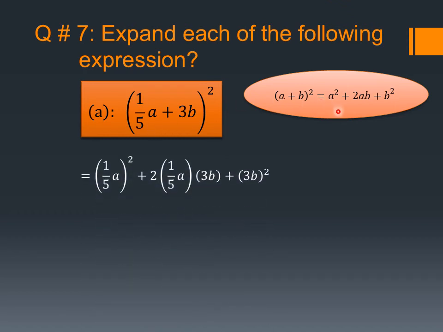We will change it to the right side. Instead of writing a, we will write 1a by 5, and instead of writing b, we will write 3b. We will replace all the digits, opening the brackets. As I told you before, whenever you are going to open the bracket with square, you will take the square of all the digits that are present inside the bracket. Whether there are 100 digits, you will take the square of all those 100 digits.